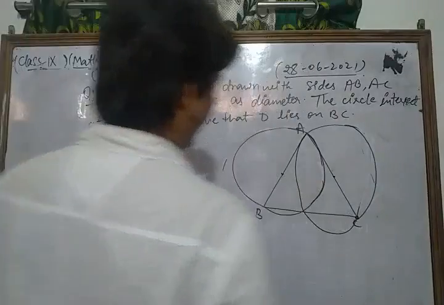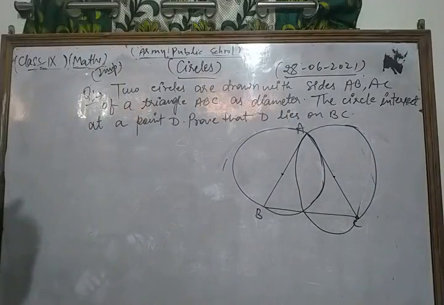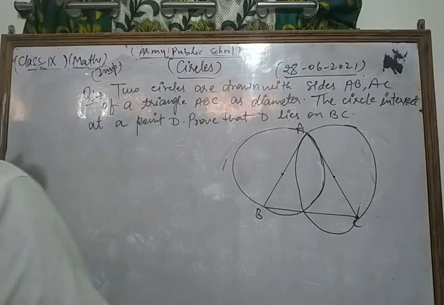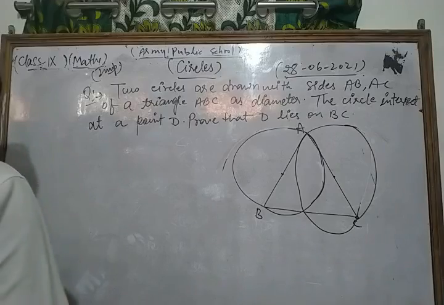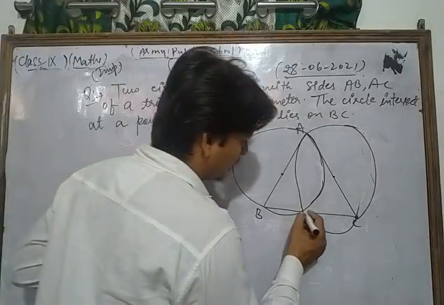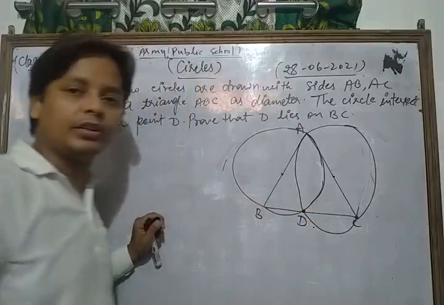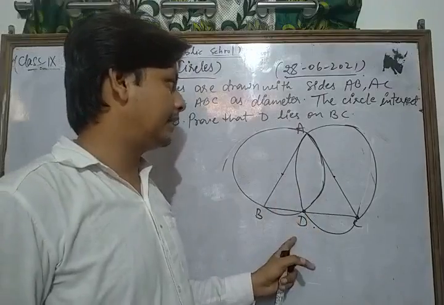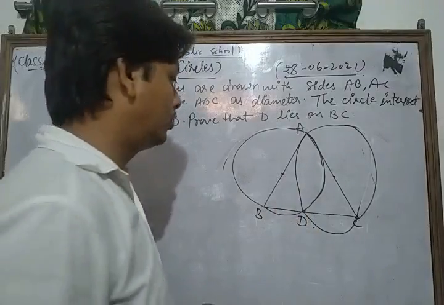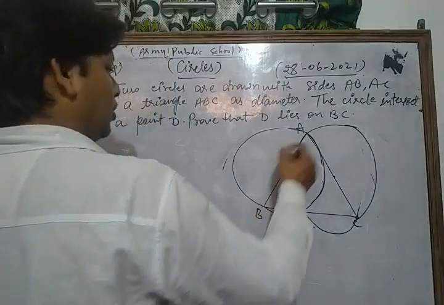Okay, now we have to show that the circles intersect at point D, meaning the point of intersection of both circles is at point D according to the figure. And we have to show that point D lies on BC. So now we just join AD.